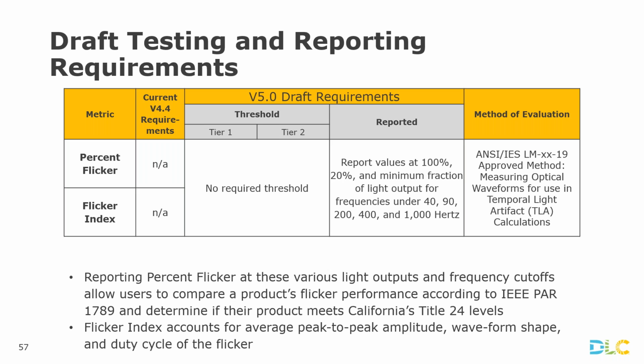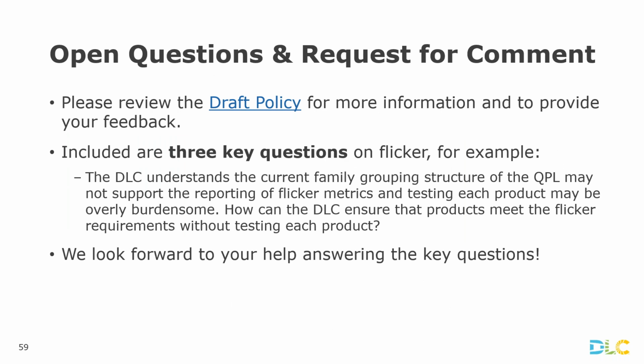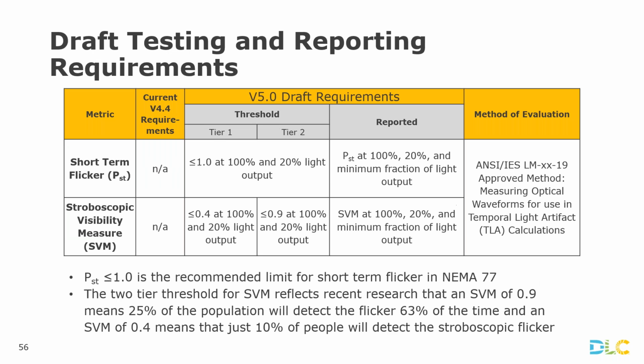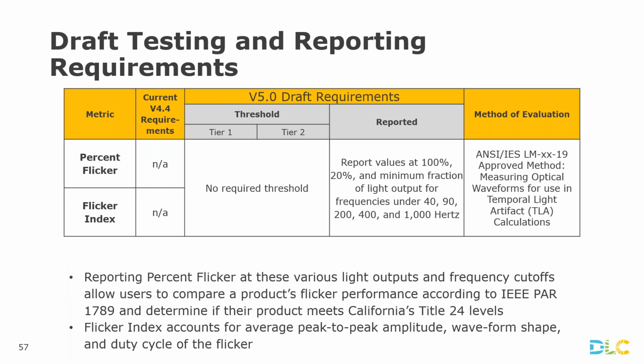So for all four of these metrics, I'll go back to show you under the method of evaluation. Oops, maybe I can't go back. So the method of evaluation is the same for all four metrics. It is the ANSI IES approved method titled Measuring Optical Waveforms for Use in Temporal Light Artifacts, TLA Calculations. So this document is not yet published, but it does have a 19 in there, meaning it is expected this year.